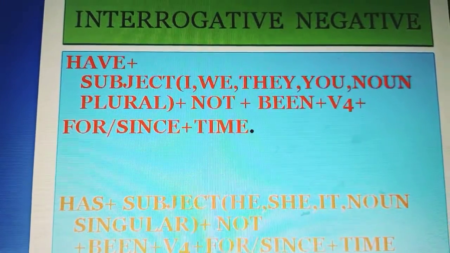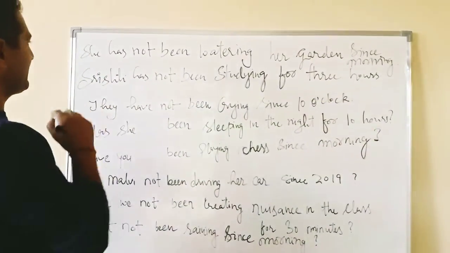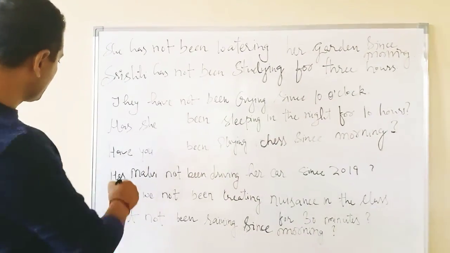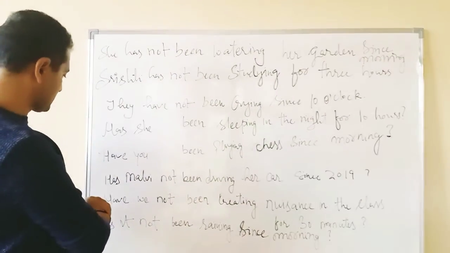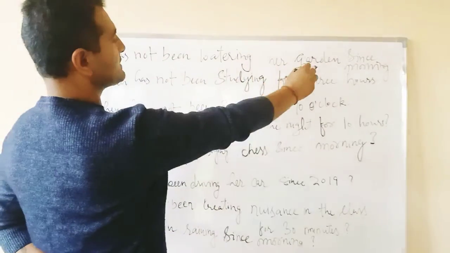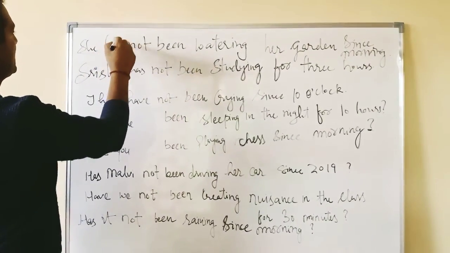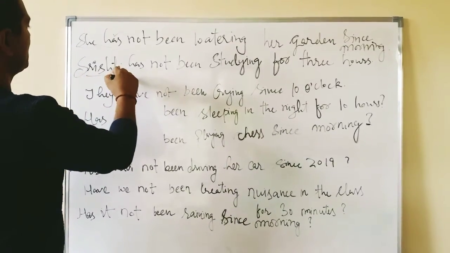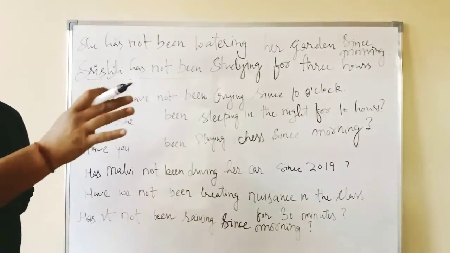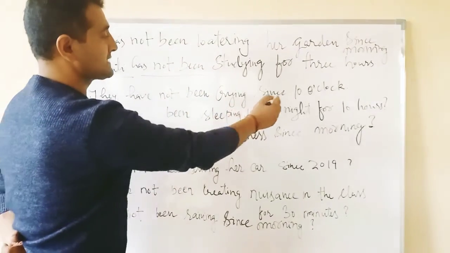Now we will try to know with the help of examples. Yes, see here we have examples from the negative, and we have examples from interrogative and interrogative negative as well, right? She has not been watering her garden since morning, right? She has, that's why has here. Srishti has, right? Third person singular, naming word, has not been studying for 3 hours. 3 घंटे से नहीं पढ़ रही है. Next, they have not been crying since 10 o'clock.